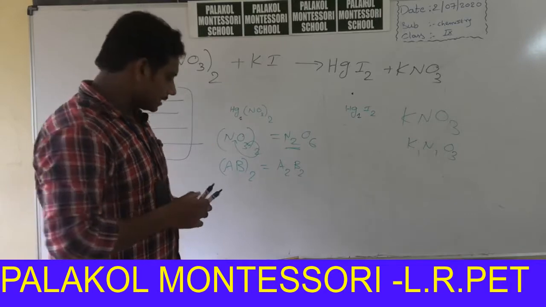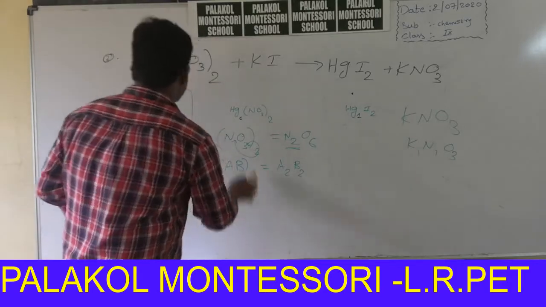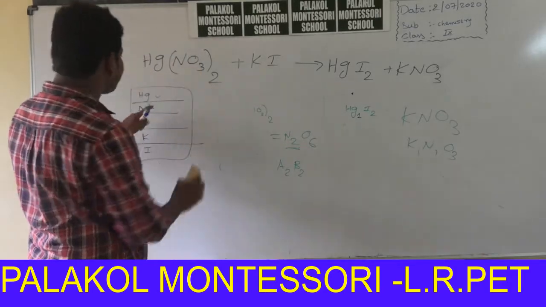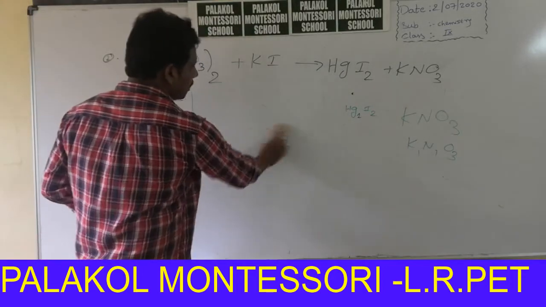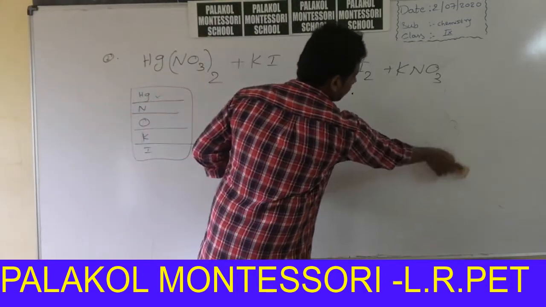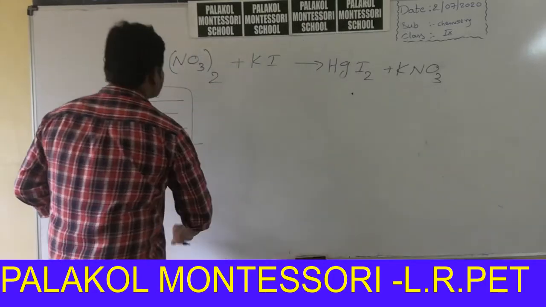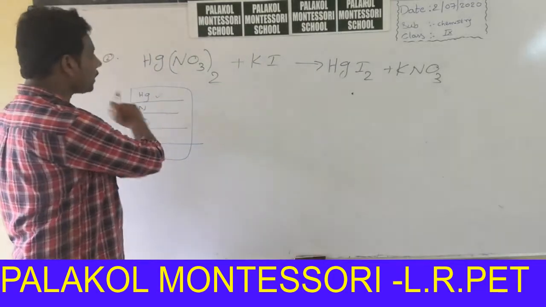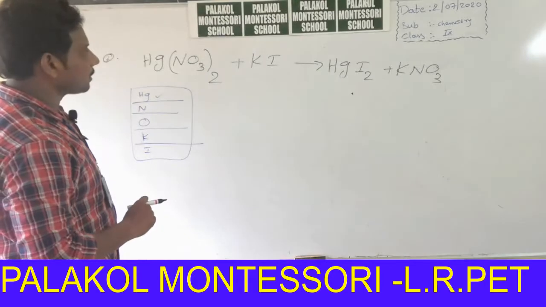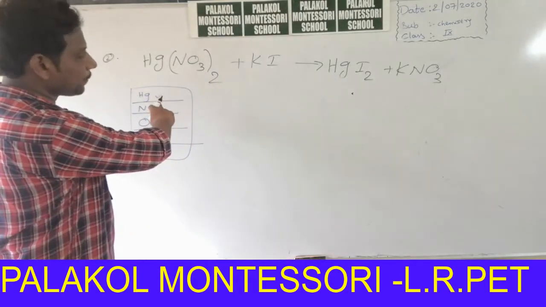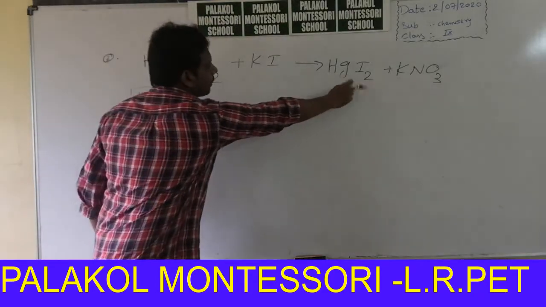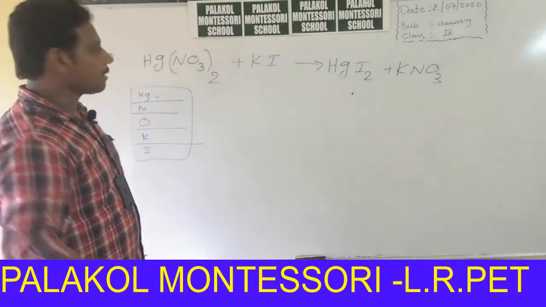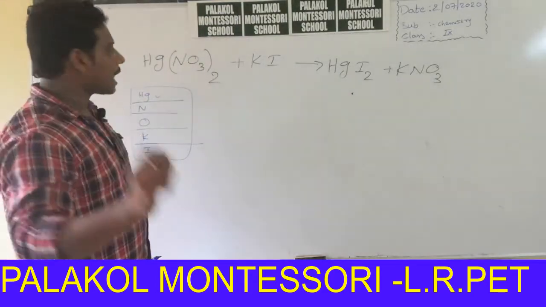Now, I will balance this equation. In this equation, only the mercury atoms are balanced. First, should we start with nitrogen? Okay, for my simplicity, I will start with iodine. As you wish, I will start with iodine.